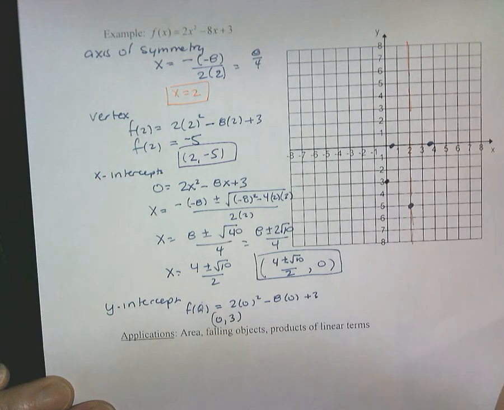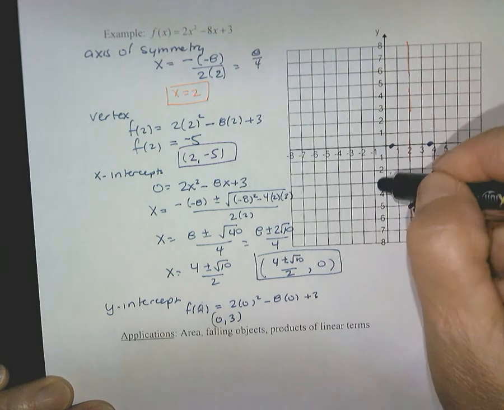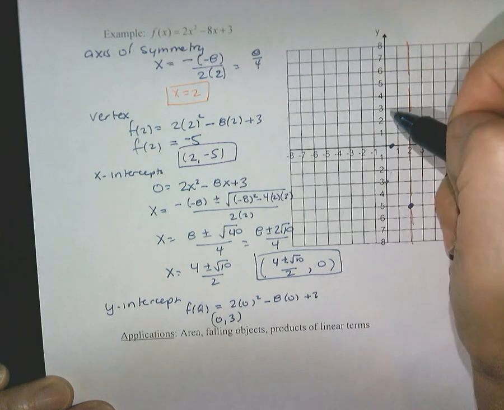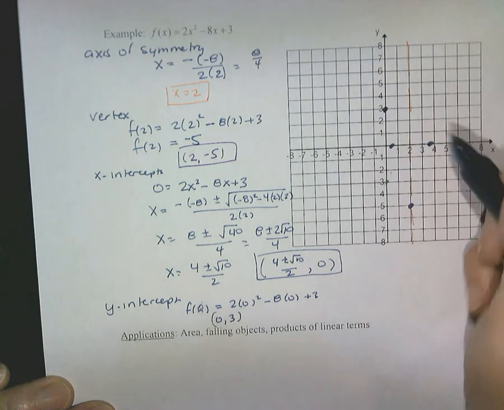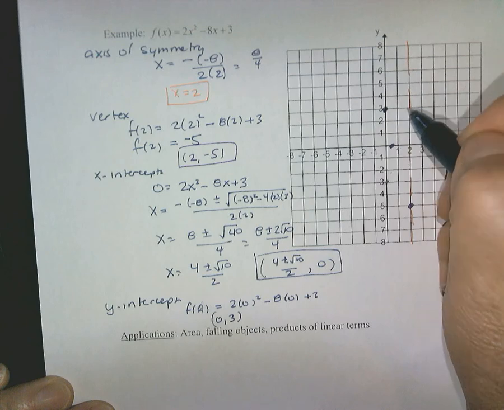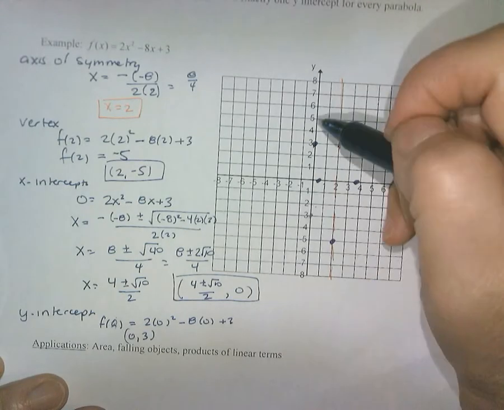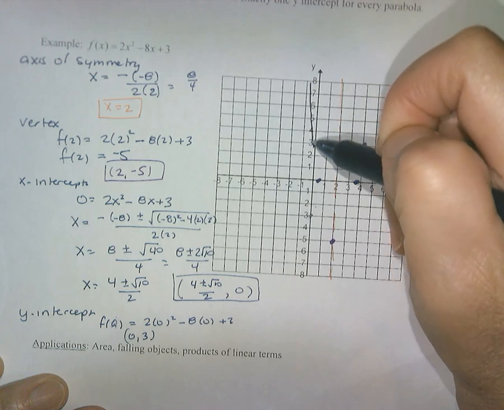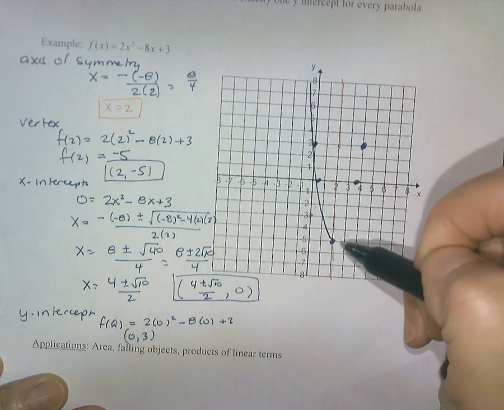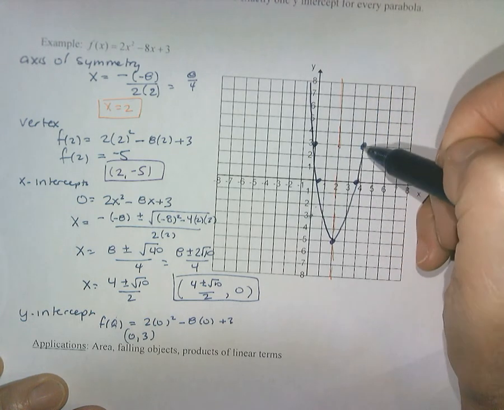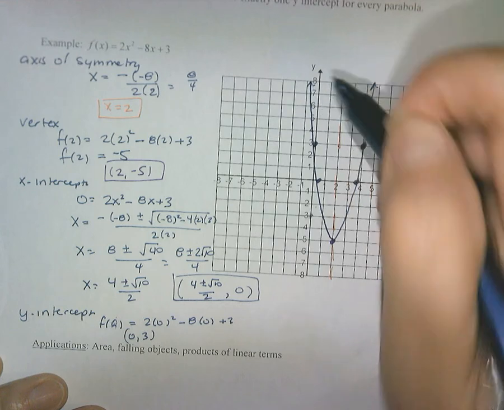It's right here. That doesn't make sense. No. 0. Not paying attention to what I'm doing. 0, 3. This is symmetrical, so it's 2 away from the axis. I'm going to go 2 away this way. So now when I graph it, it looks like this.